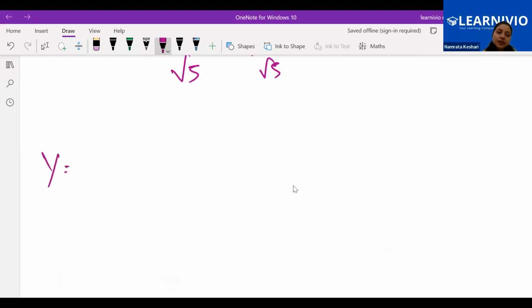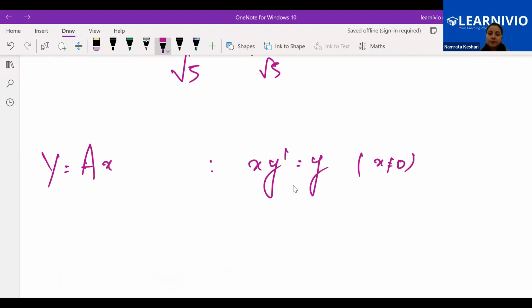y is equal to ax and x y dash is equal to y. It is given that x is not equal to 0, of course. x is not 0 over here. Do it. Just a second. Do it.